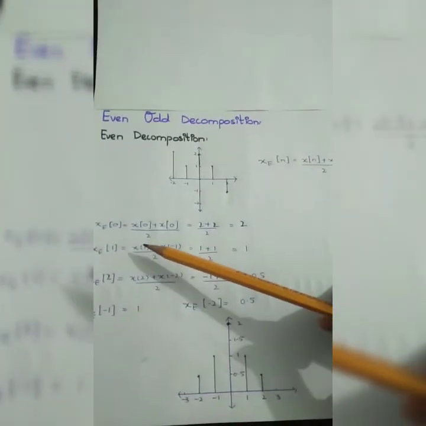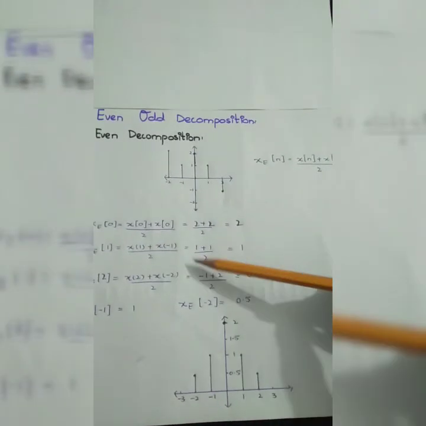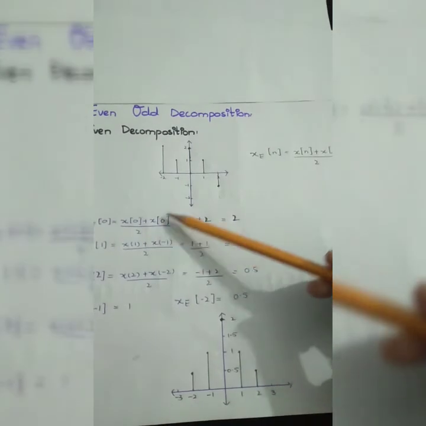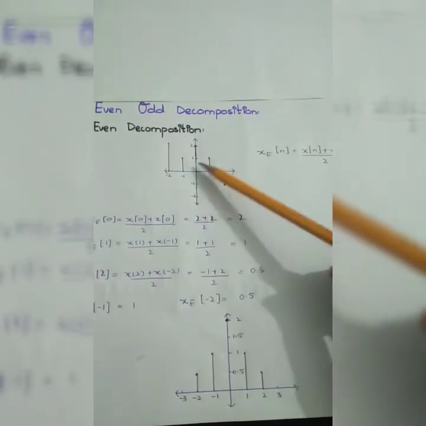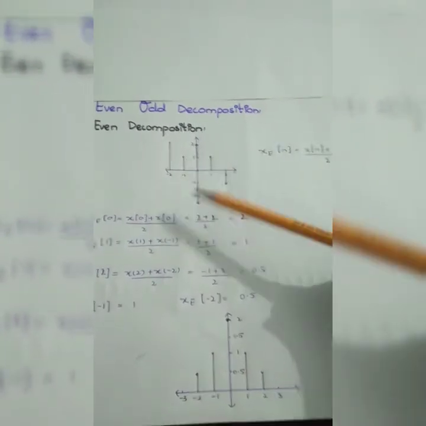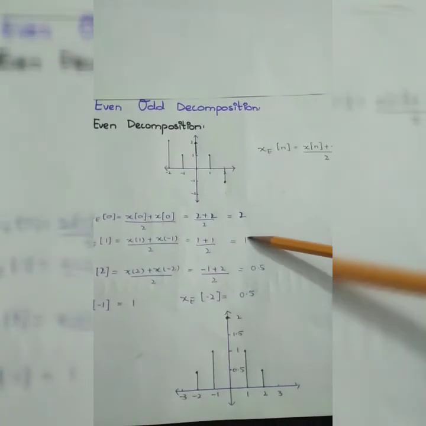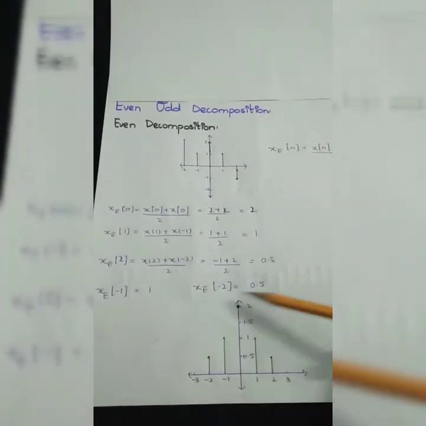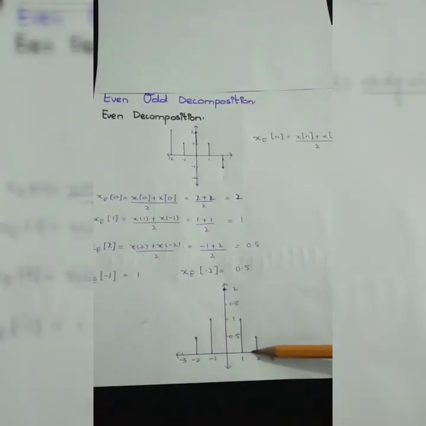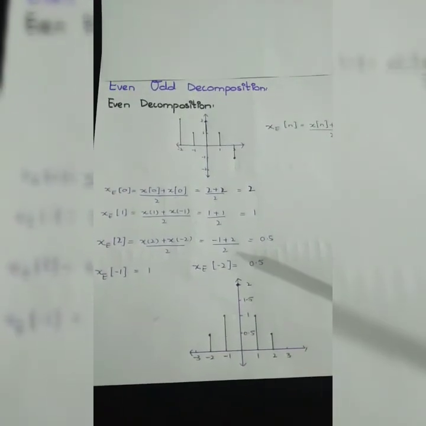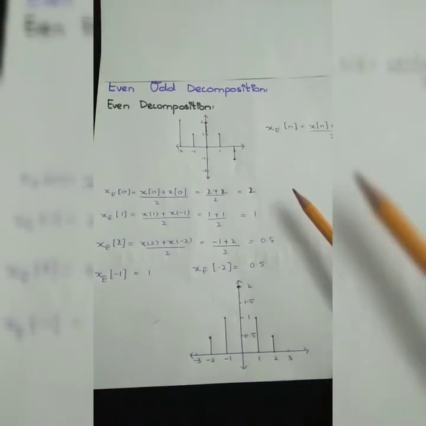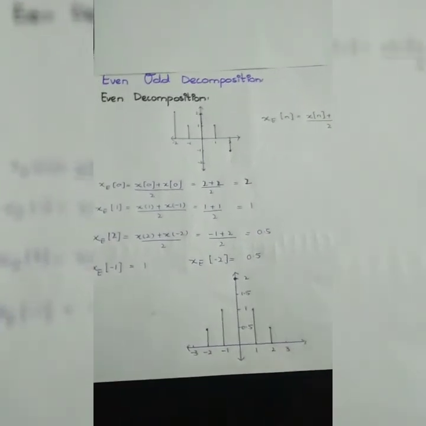For n equal to 1, our equation will be x of 1 plus x of minus 1 divided by 2. At x of 1 we have a value of 1, and at x of minus 1 we have a value of 1. So 1 plus 1 divided by 2 equals 1. In this way, we find the values at 2, at minus 1, at minus 5, and then we just plot them. It depends on you how many samples you take. I will just take 5 samples and draw them here.